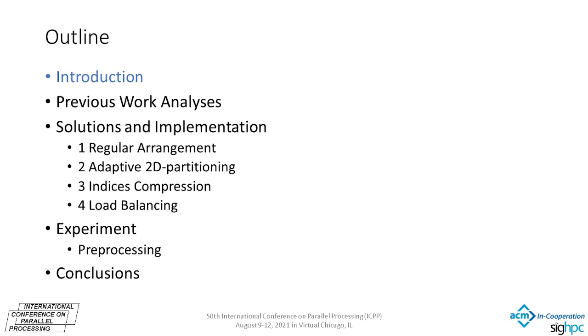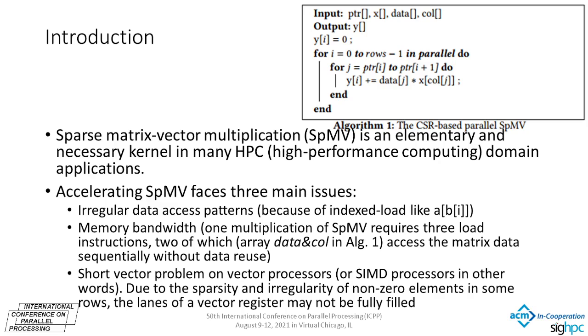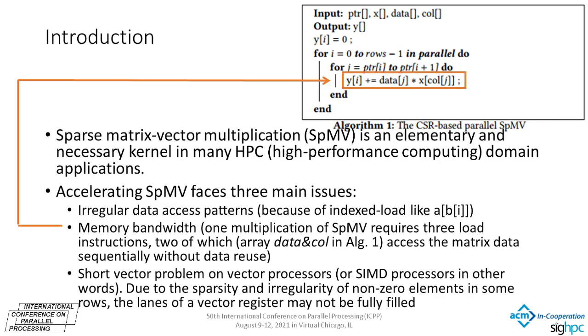First, I will introduce the introduction of the paper. Sparse matrix vector multiplication, SpMV, is an elementary and necessary kernel in many HPC domain applications. Accelerating SpMV faces three main issues. The first is irregular data access pattern because of index load, like AVX. The second is memory bandwidth.